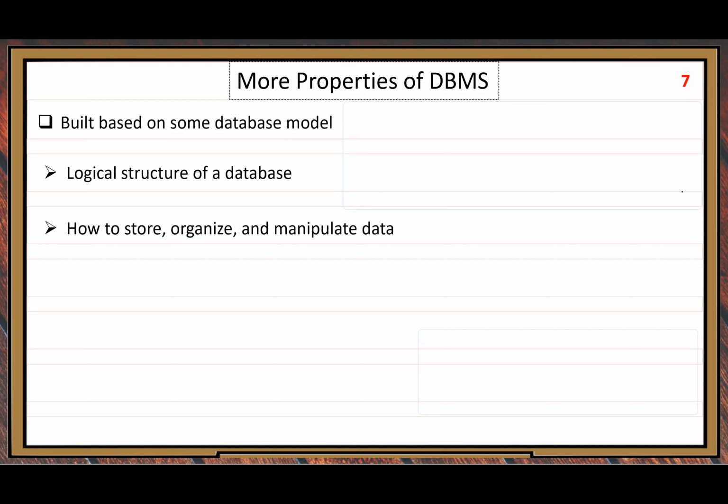And in this model, these basic things need to be specified: how to store, organize, and manipulate the data. So you need to find a way to do these basic things. But for different DBMS products, there are many vendors, many different DBMS products, and the ways to do these things are different. Each vendor has their own way to implement these details.